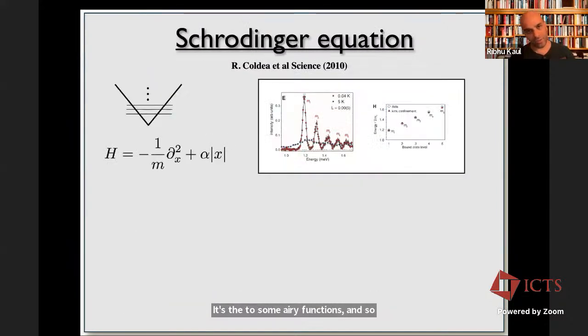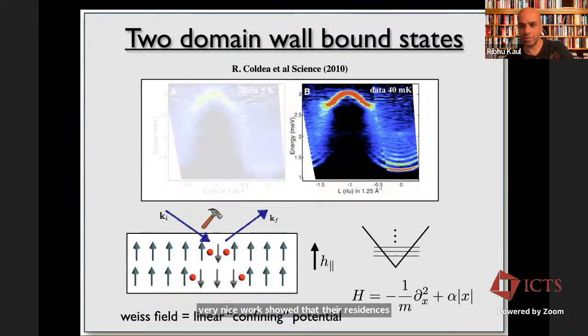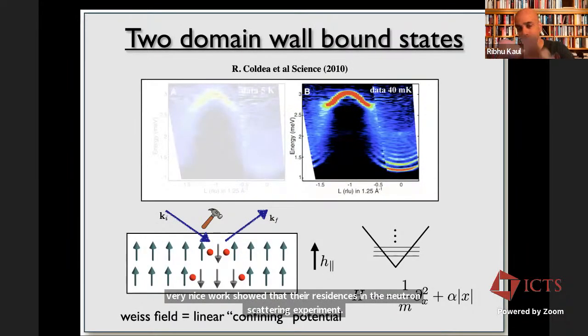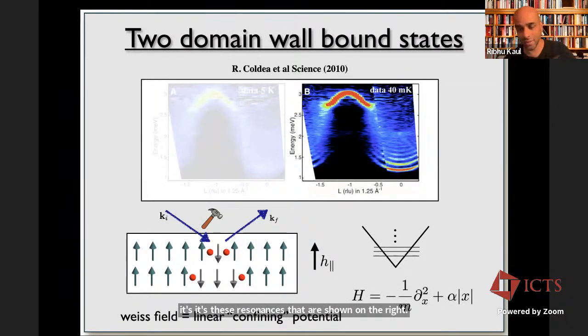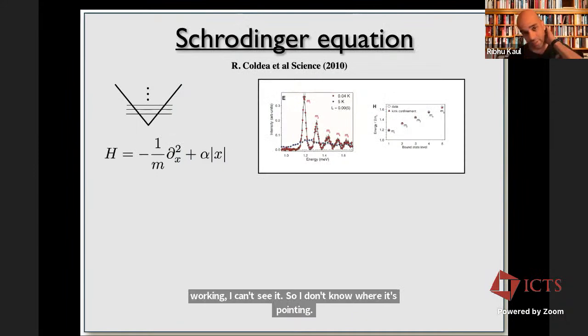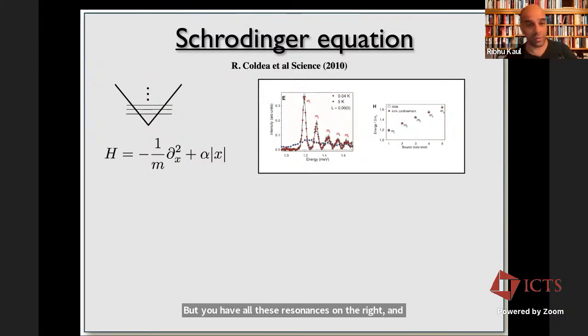And so Coldea, in some very nice work, showed that there are resonances in the neutron scattering experiment. It's these resonances that are shown on the right. Unfortunately, my pointer, if it's working, I can't see it, so I don't know where it's pointing. But you have all these resonances on the right, and they match up very well with the solutions of the bound state problem, just solving the linear Schrodinger equation. It's a very beautiful example of how, in a very complicated material, you see some very basic physics.